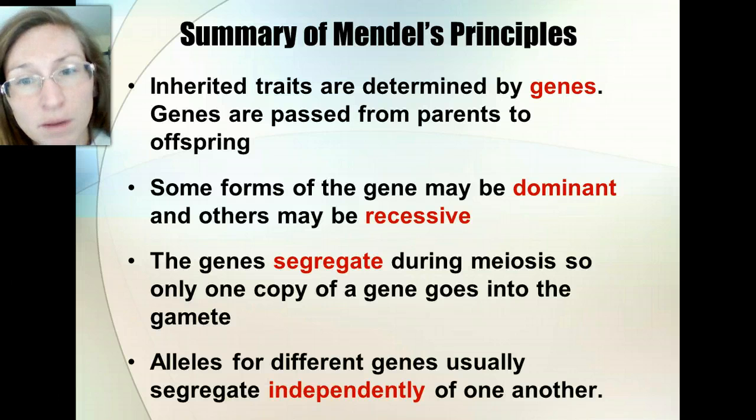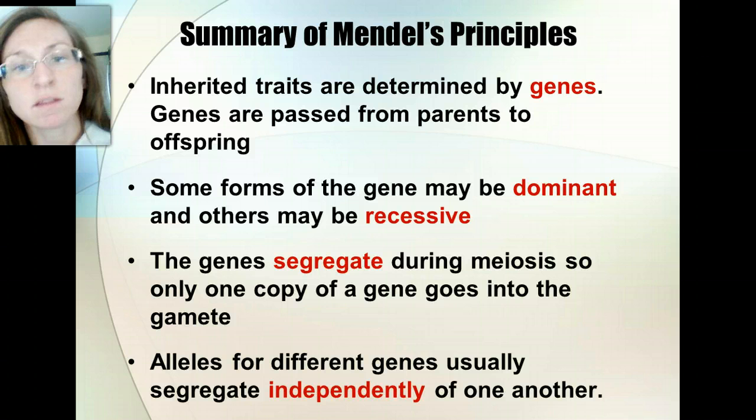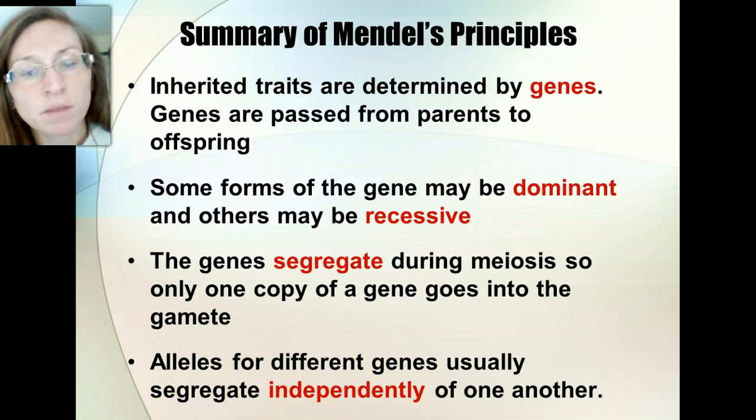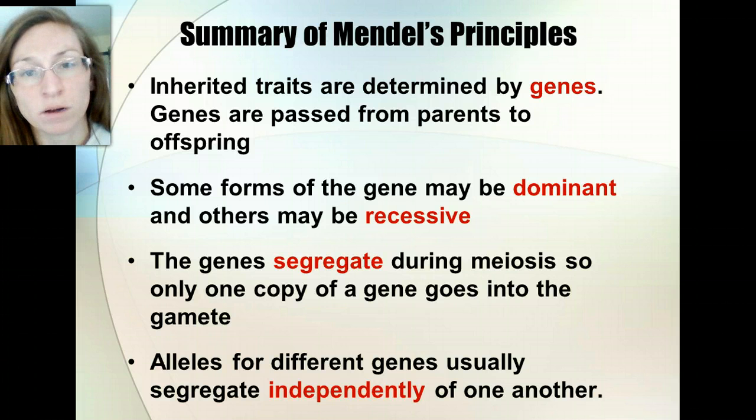So, summing up Mendel's principles, inherited traits are determined by genes, and these genes are passed on from our parents to the offspring through our gametes. Some forms of a gene may be dominant and others may be recessive. And then the genes segregate during meiosis, so only one copy of a gene goes into the gamete, and alleles for different genes usually segregate independently of one another.